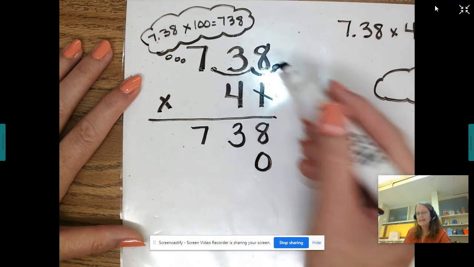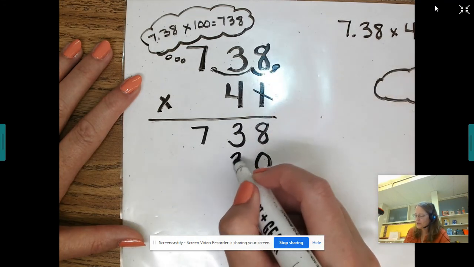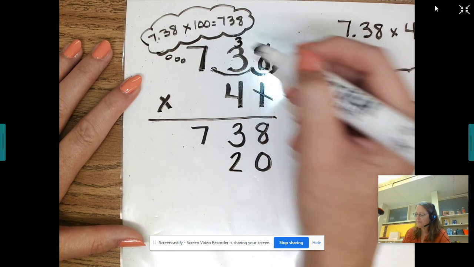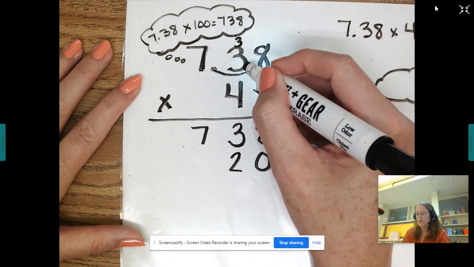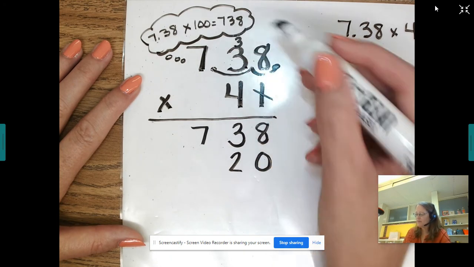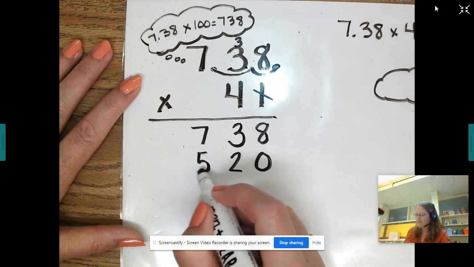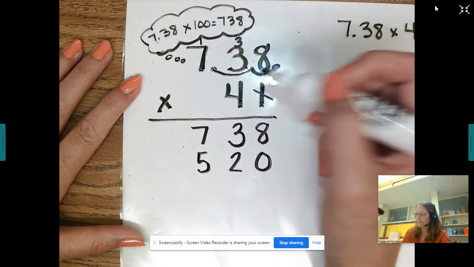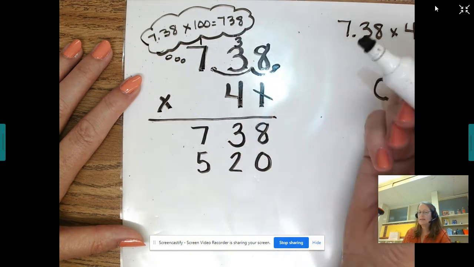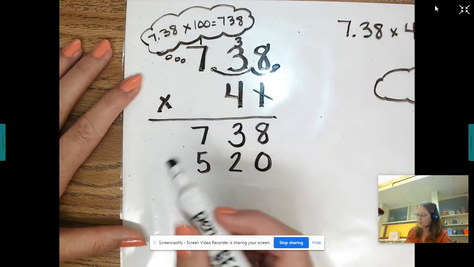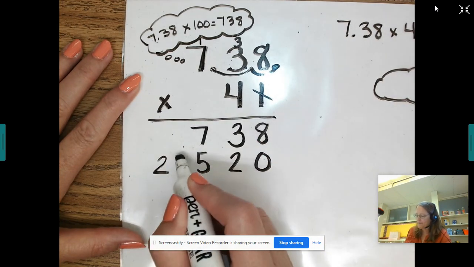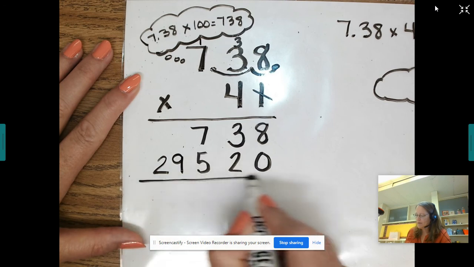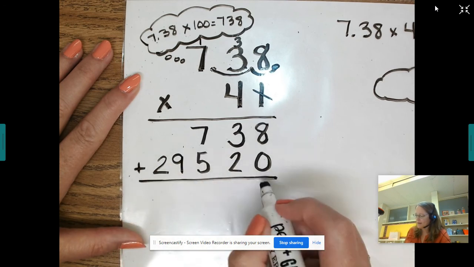4 times 8 is 32. Put down the 2, carry the 3. 4 times 3 is 12. 13, 14, 15. Put down the 5, carry the 1. 4 times 7 is 28, plus 1 more is 29. And now I'm going to add my partial products.